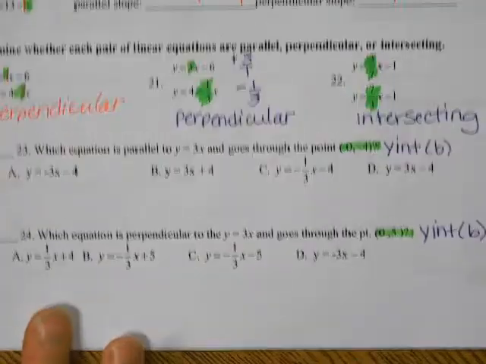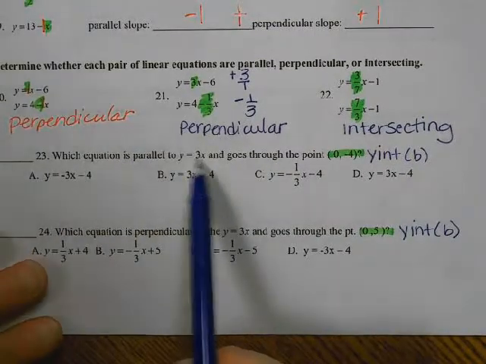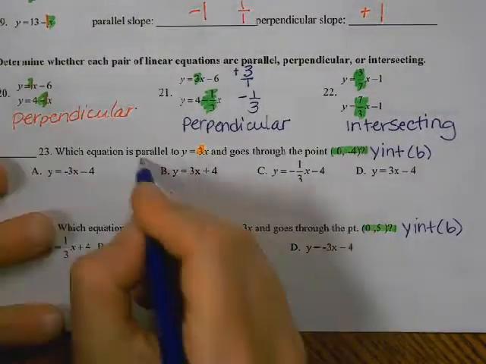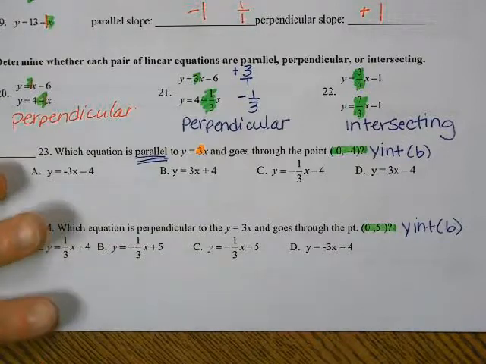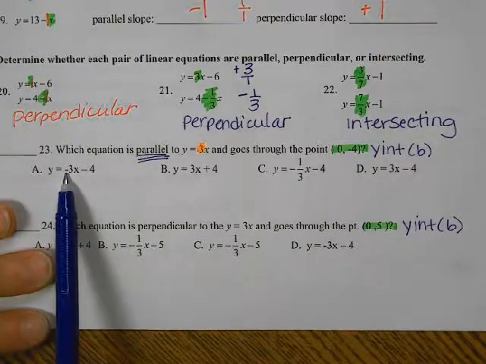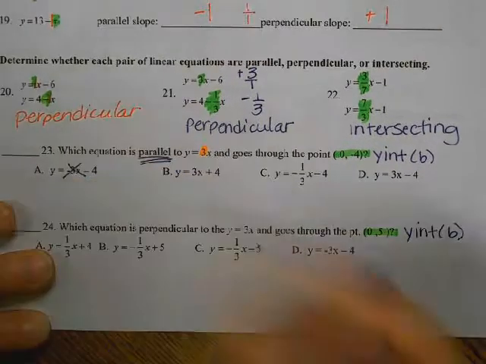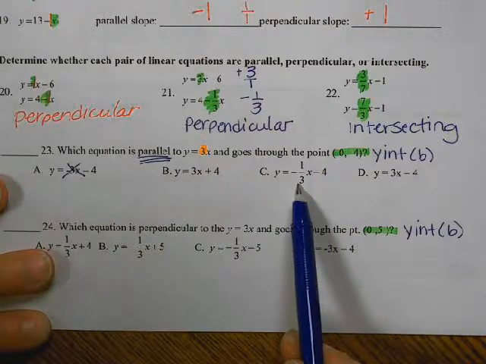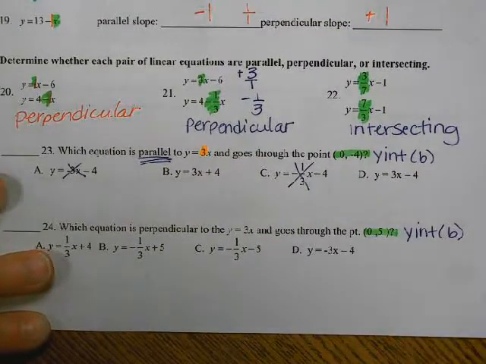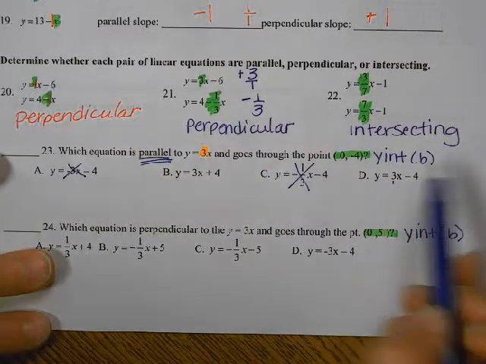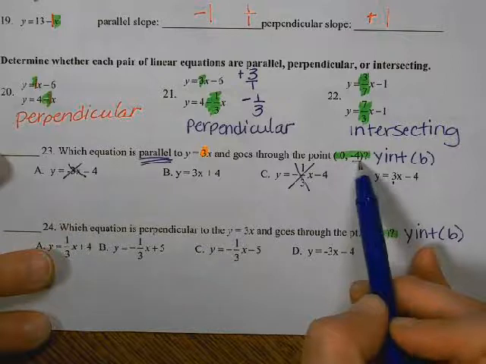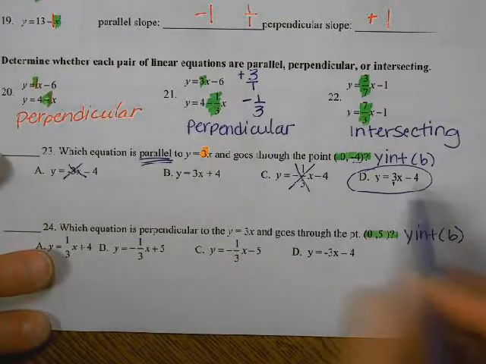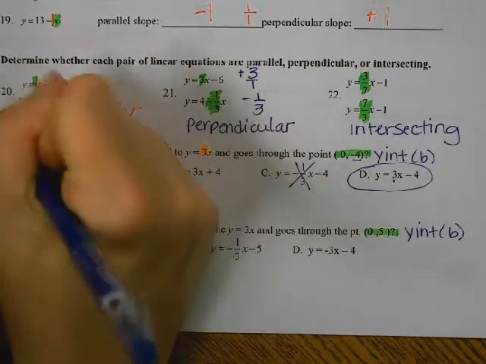Okay? So if I want to find a parallel slope to y equals 3x, then I need to look at this 3 right here, and it has to be parallel, so it's going to be the same slope. So we can cross off A because negative 3 is not the same as positive 3. B is actually right for slope. C is not the right slope, right? That's the negative reciprocal, so not C. And D also has the correct slope. So now our y-intercept has to be at negative 4. So I'm going to pick answer choice D, for dog, because it says negative 4 at the end. Okay? So 23 is D.